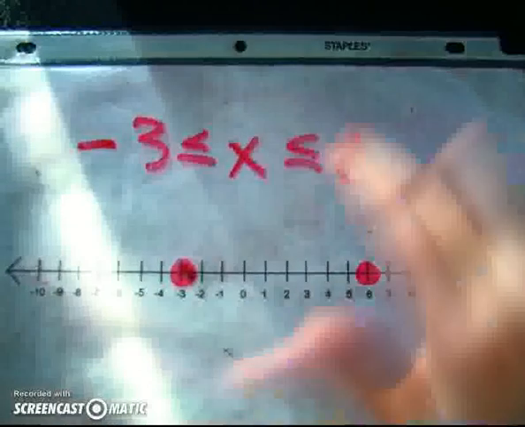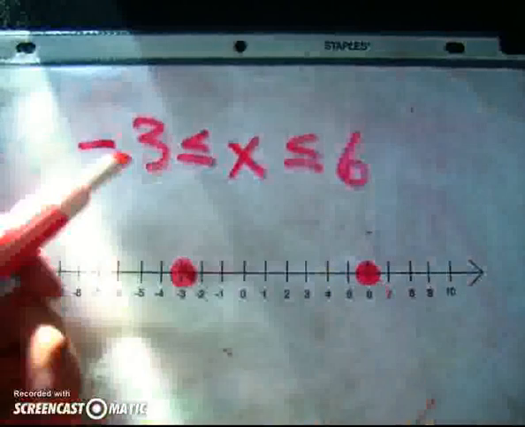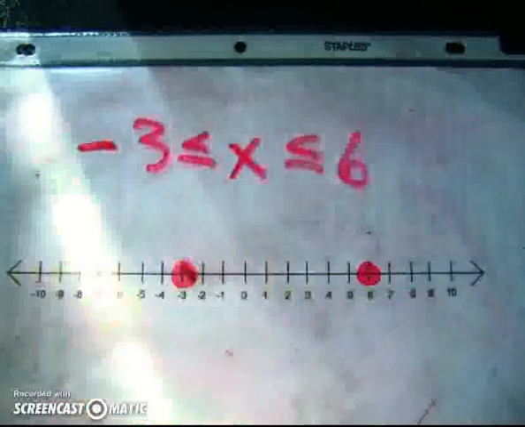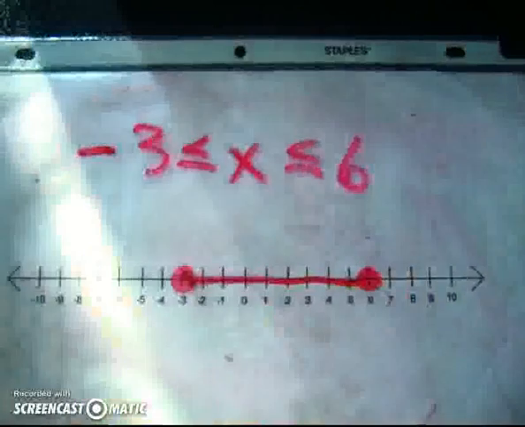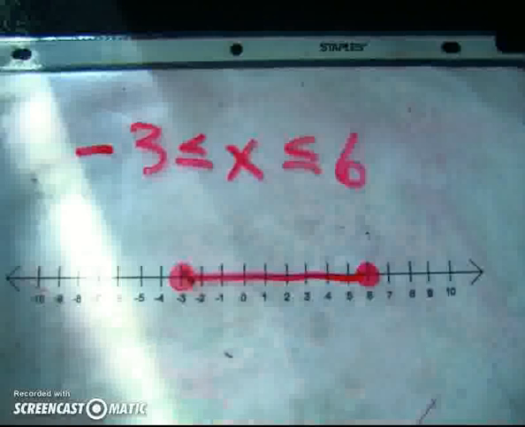Now, if we want x to be less than 6, we know it's got to be this way from 6. And greater than -3, we know it's got to be that way from -3. The only area where both of those things are true is right here in the middle. This is the graph of the solution -3 is less than or equal to x, less than or equal to 6.